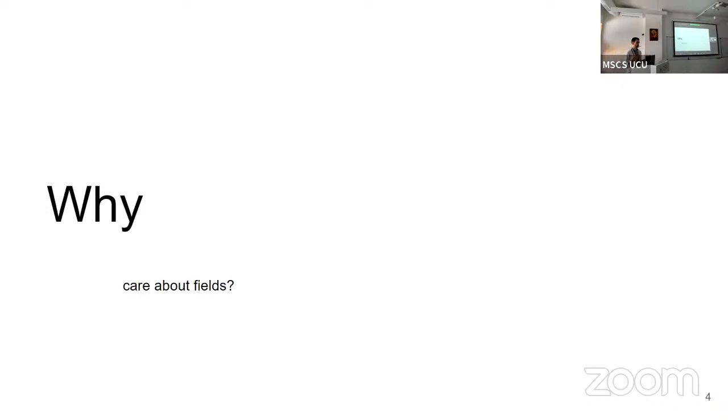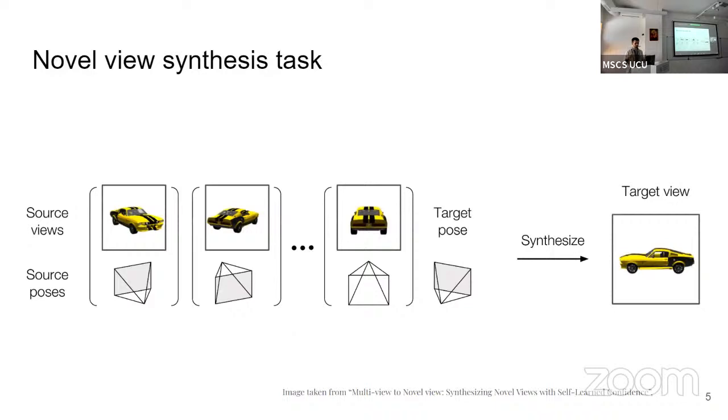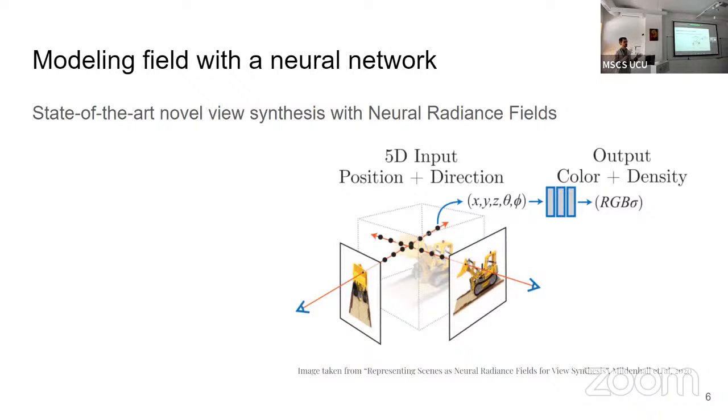It turns out that there are some tasks that are much easier to do when they are stated as a problem of field modeling. For example, the novel view synthesis task. It is formulated as follows. We have pairs, and in each pair there is some camera position and the corresponding image of pixels. The task is, for new unseen poses, to synthesize the view. And it turns out that it is much easier to solve when we model our scene as a field and model this field with a neural network.